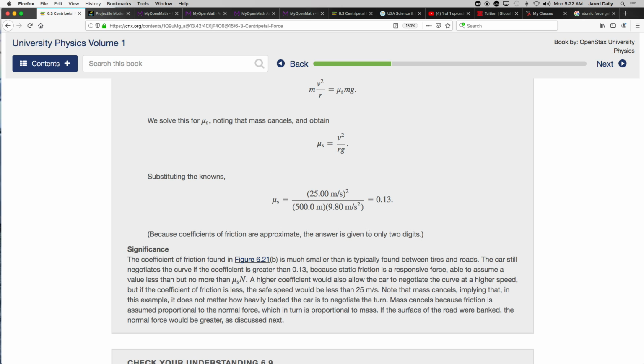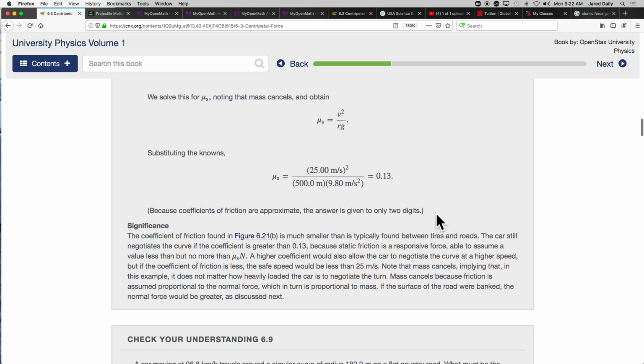So it turns out that you want a minimum static coefficient of friction of 0.13, and most tires are quite a bit more than that, because you want to have a little overkill, right? You want to be able to go around turns a little bit better. And if you look in the previous section that has the list of things, they have one for tires on a road, and it's better than that.